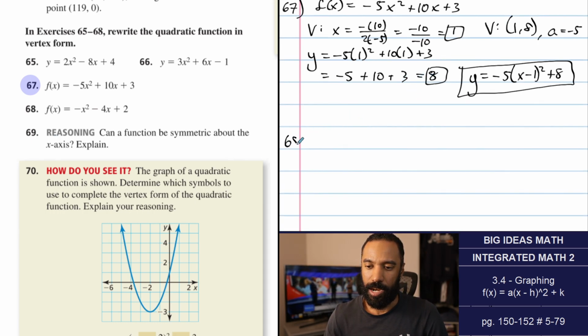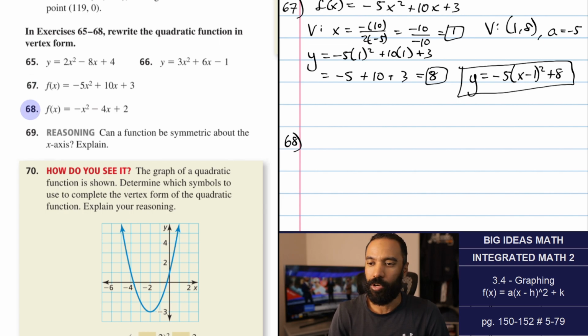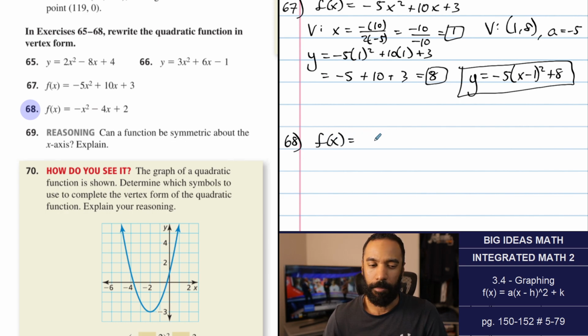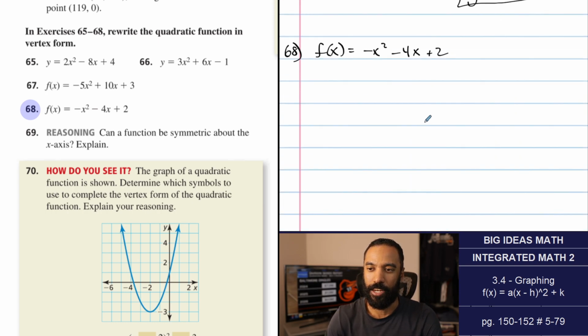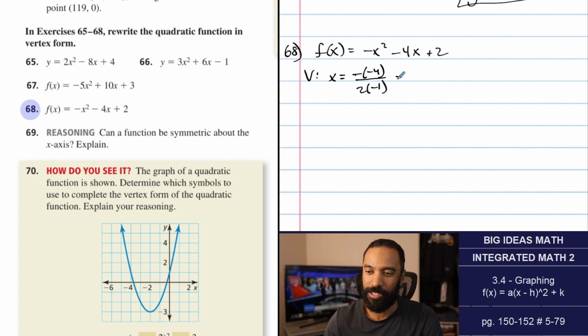And lastly, on this set, number 68, we have f of x equals negative x squared minus 4x minus 2. I prefer completing the square on all of these problems, but you haven't learned it yet, not until chapter 4. Even then, you probably won't prefer it. I'll say that much. The vertex, the x value is negative b over 2a. The a is negative 1. Opposite of negative 4 is positive 4, but hey, we divide by negative 2. Therefore, we get a negative 2 for x.